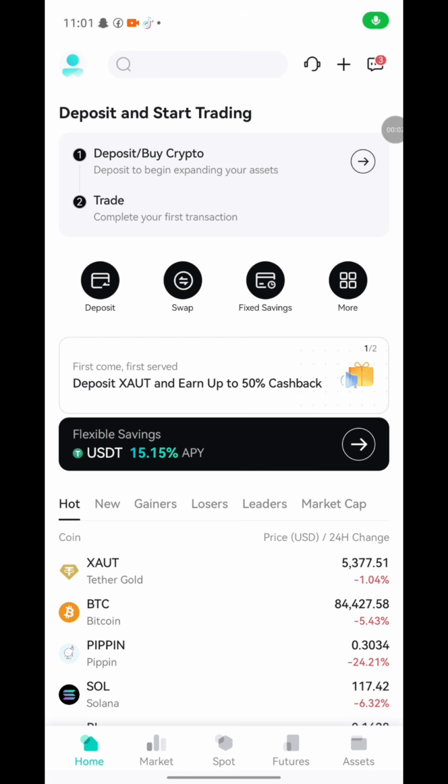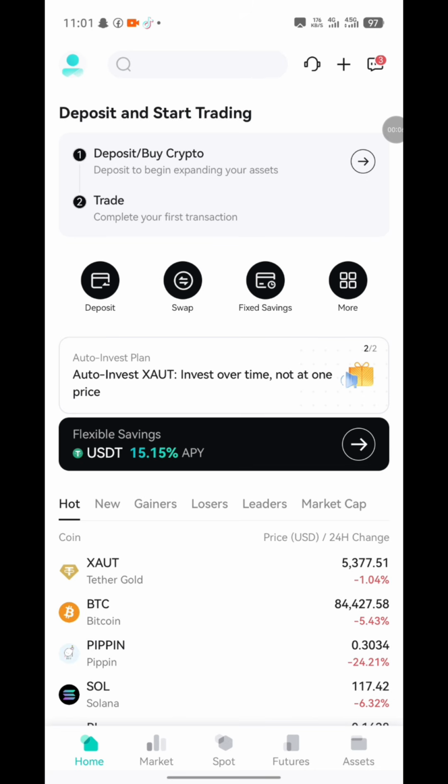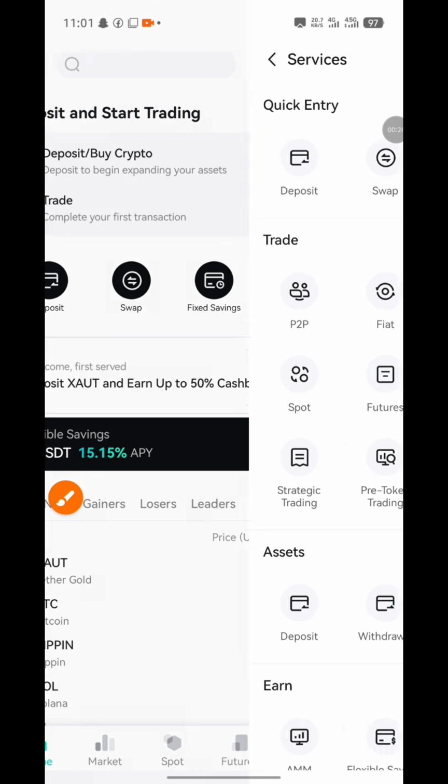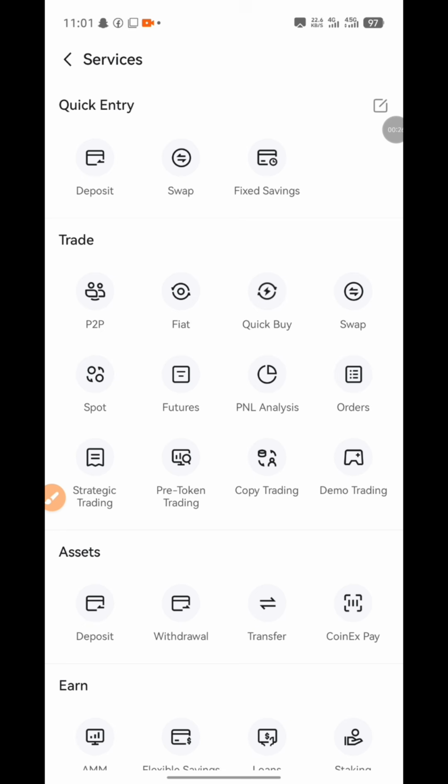So here we are in CoinEx. Remember, we're talking about the flexible savings and also the fixed savings. The first thing you need to do is navigate to this mall. After coming to this mall, you're going to click on More. Clicking on More, you're going to navigate to where there is flexible savings and also fixed savings. This is what we're talking about.